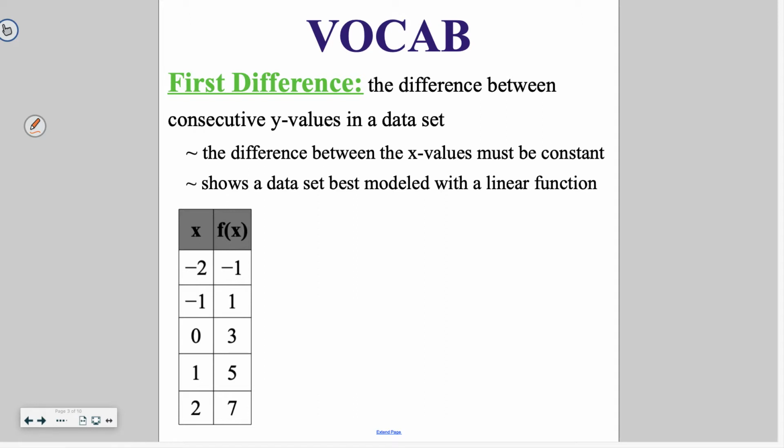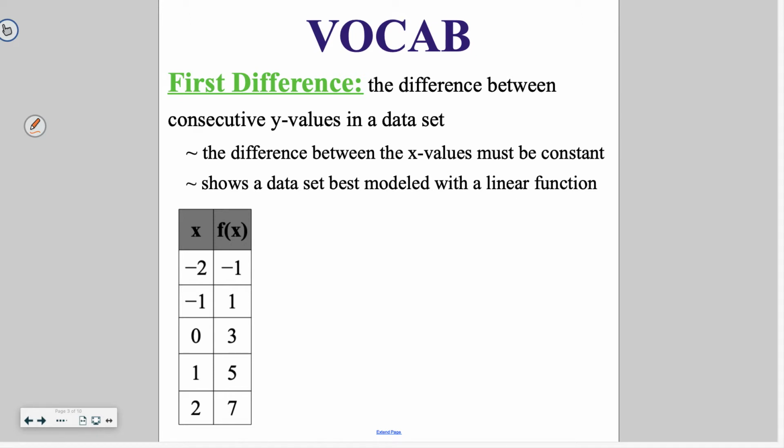So -2, -1, 0, 1, and 2, we're all going up by 1. If this was -2, -1, 0, 2, and then 4, so something changed in what we were counting by, we would not be able to validly say what model would work because we would not have a consistent set of data. So we're going to use these first differences, and this is to determine if it is a linear function.